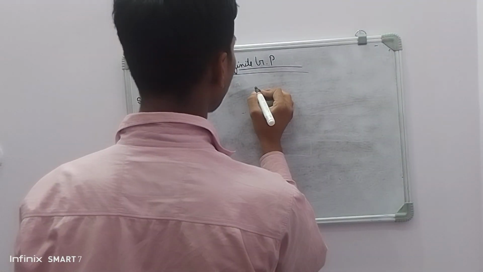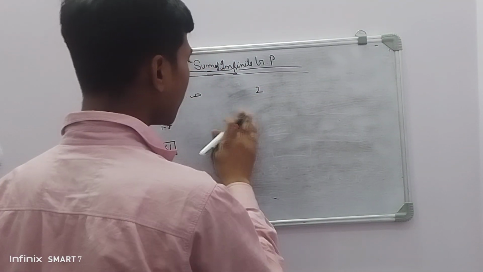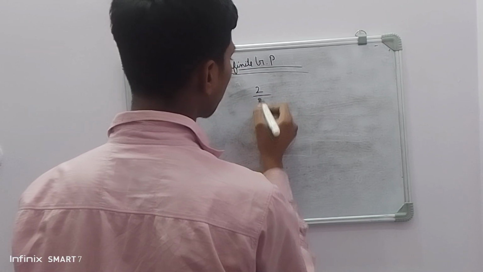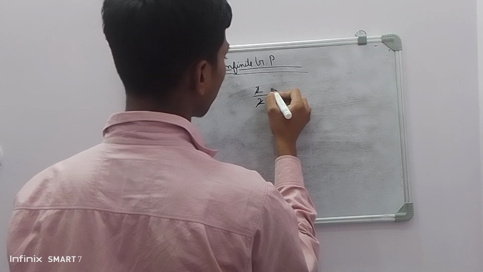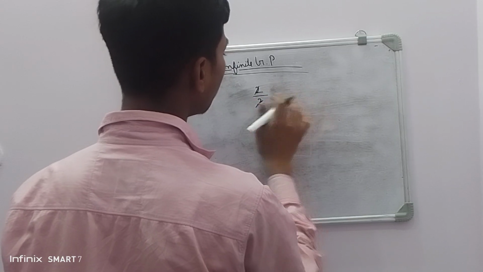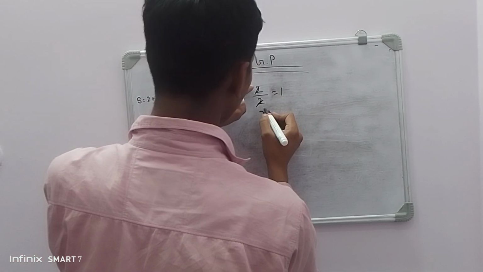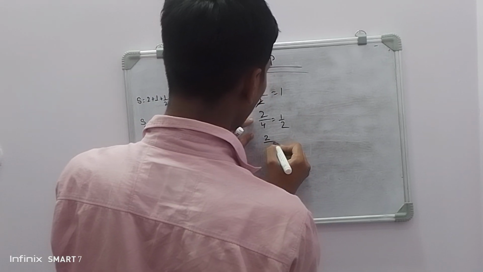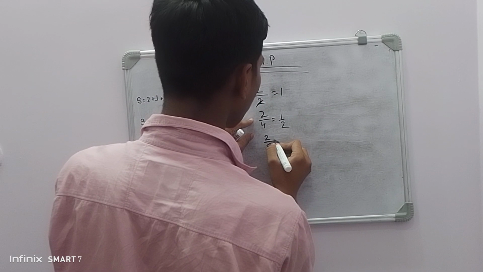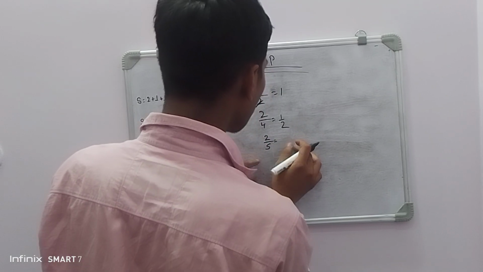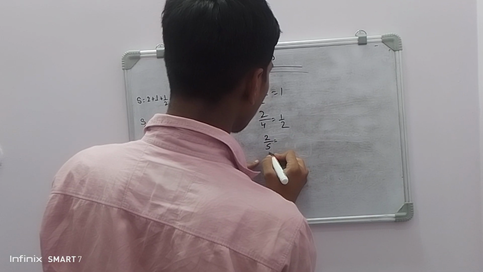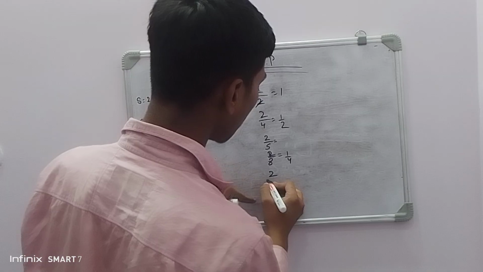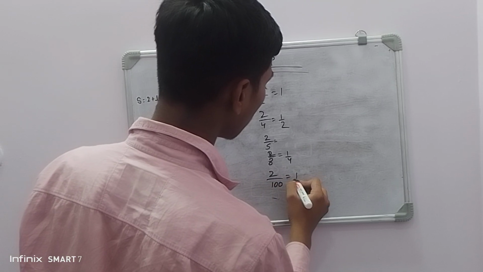So let's suppose I have written here the 2. If we multiply this 2 by the 2, then we will get here the 1. And if we multiply this 2 by the 4, then we will get 1 by 2. If we multiply this 2 by the 5, then we will get a smaller number. And if we multiply the 2 by the 8, then we will get 1 by 4. And if we multiply this 2 by the 100, then we will get 1 by 50.